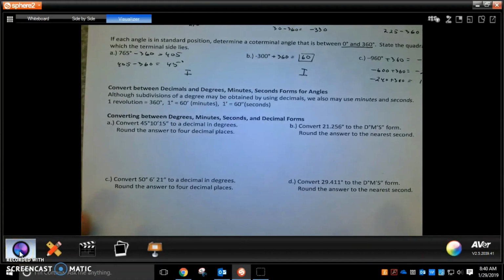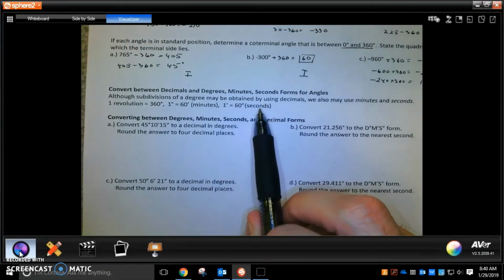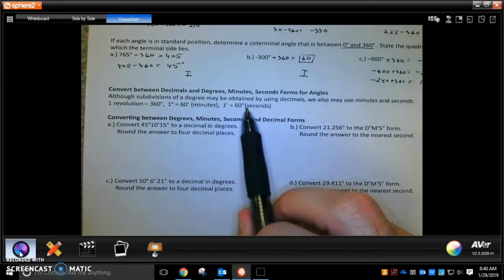Alright, last part. You all know that when we're working a problem out, you don't always have whole degrees. You don't always get answers like 46 degrees or 47 degrees. Sometimes you have decimals. So in other words, you can have parts of a degree. You can have 46.5 degrees. Well, there's another way to talk about those parts. And those are called minutes and seconds. And they're really exactly what they sound like.